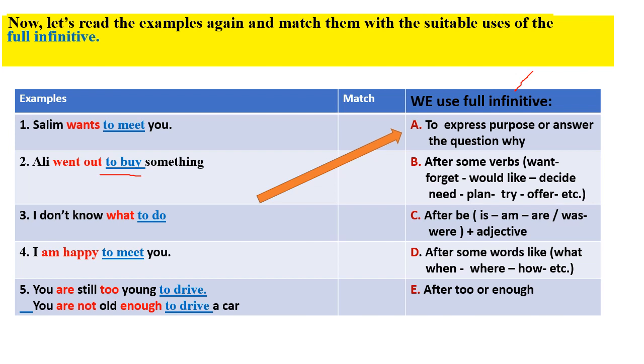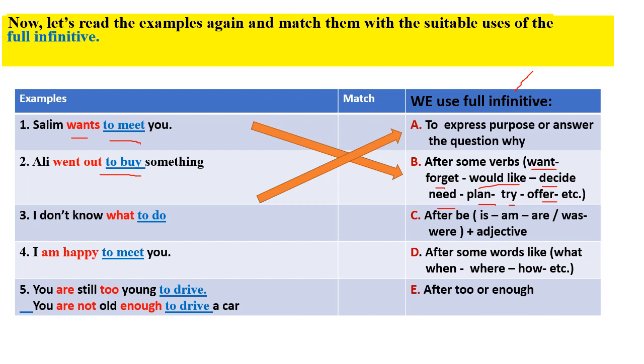B, after some verbs such as want, forget, would like, decide, need, plan, try, offer, etc. So after these comes full infinitive. A good example is example 1. So here we have the verb wants. Ali wants to meet you. After wants comes to plus the base form of the verb.